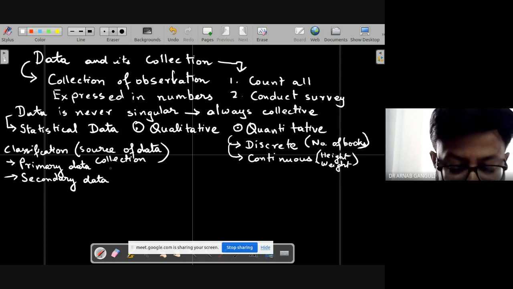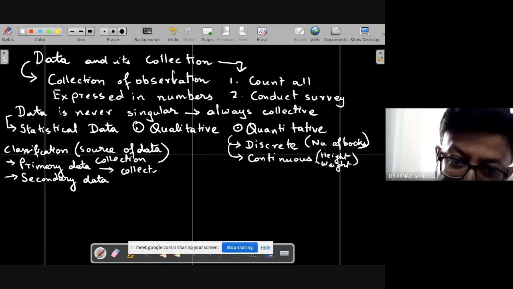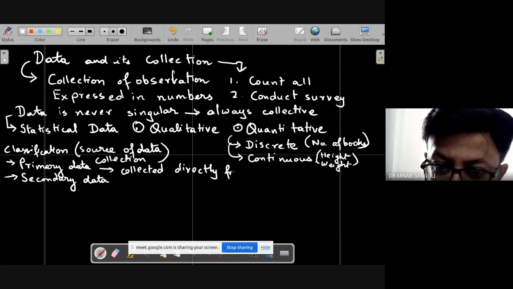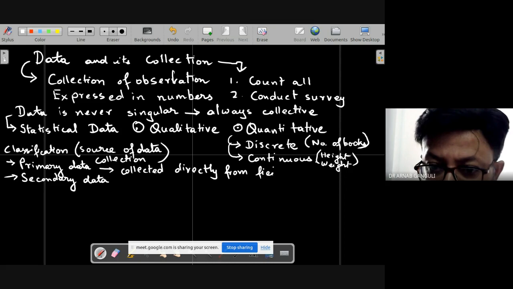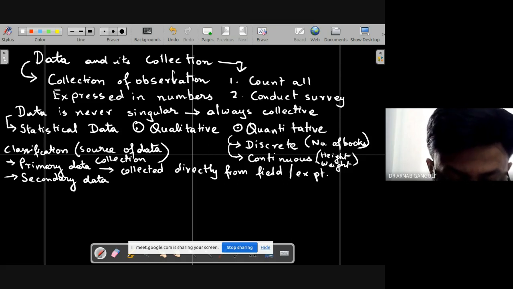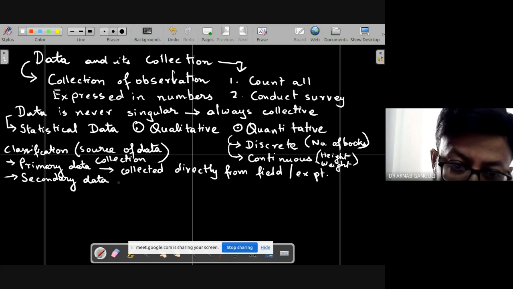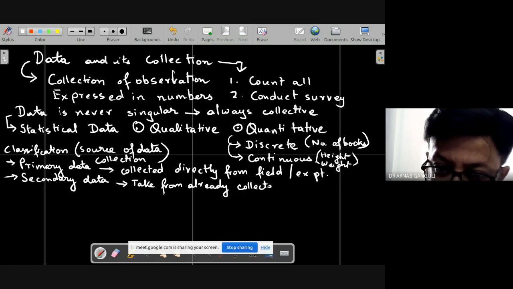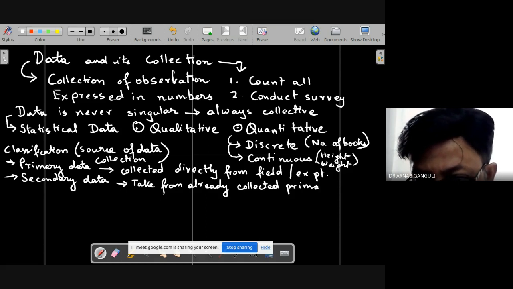Primary data and secondary data. So primary data is data which you directly collect from the field or experiment. Collected directly from field or experiment. And secondary data is data you take from already collected primary data.